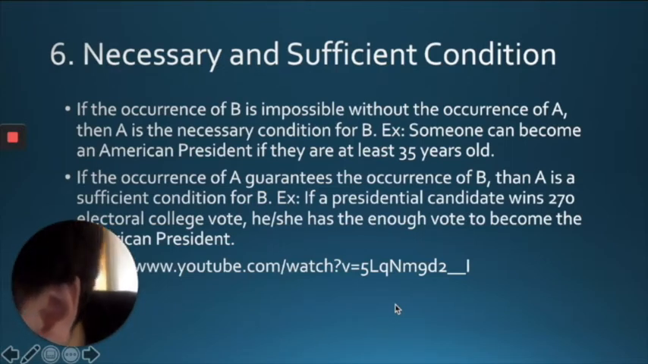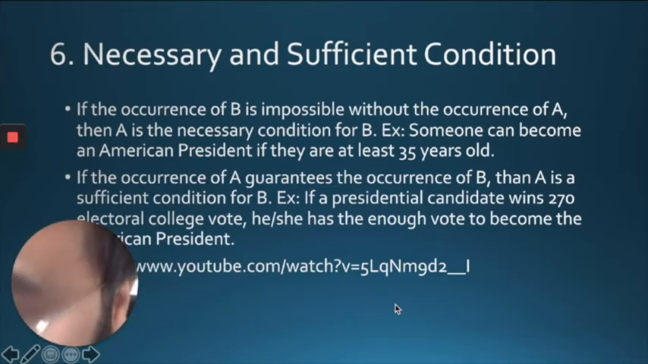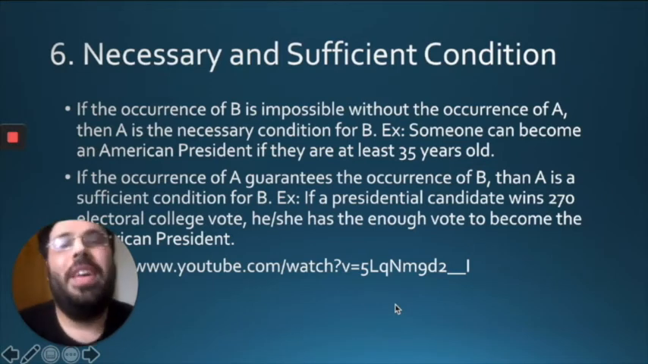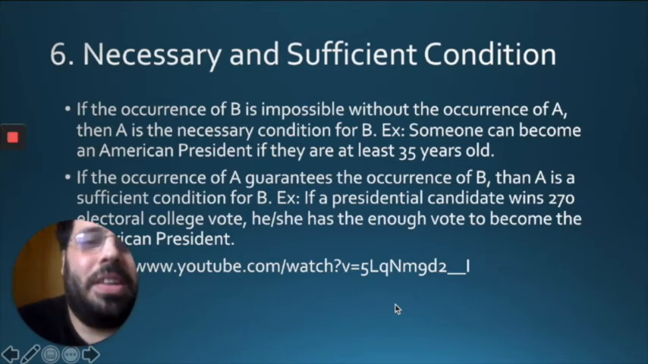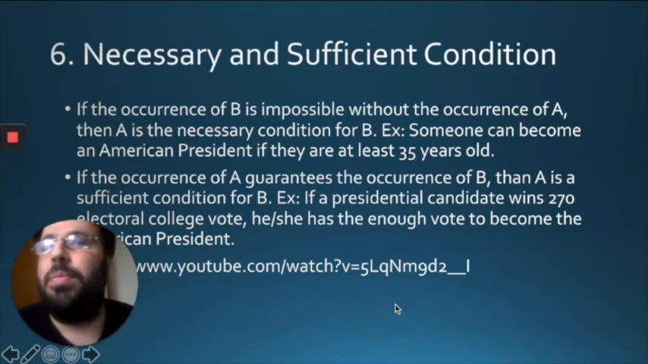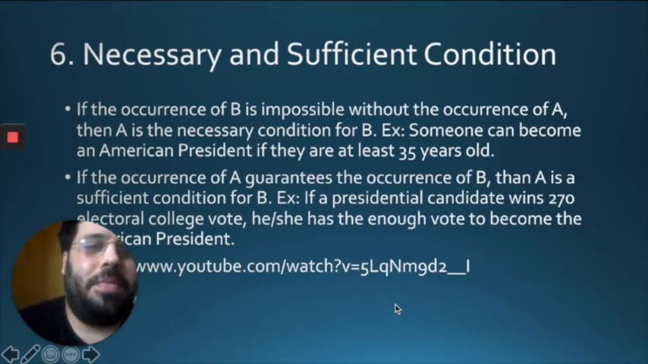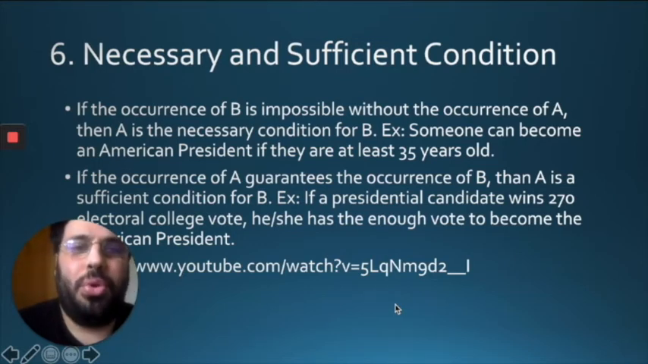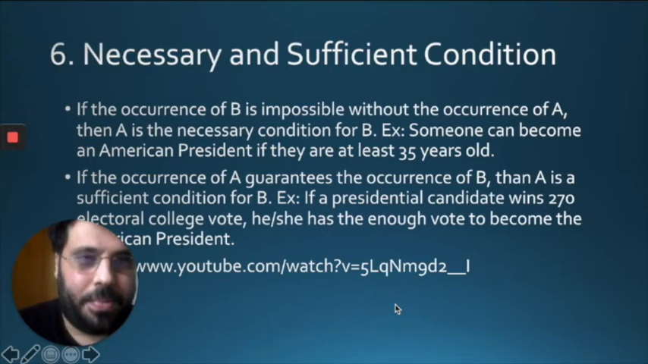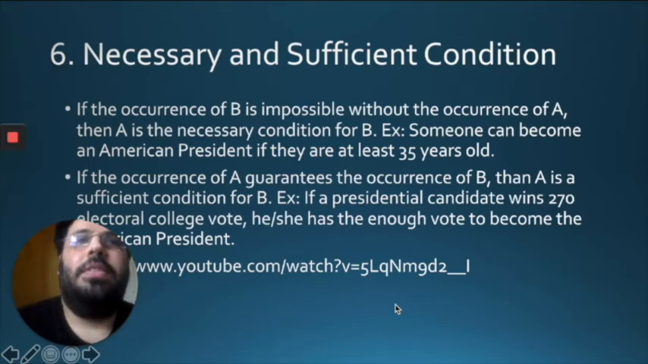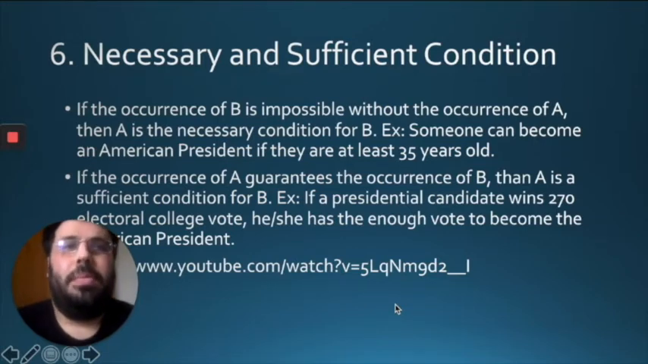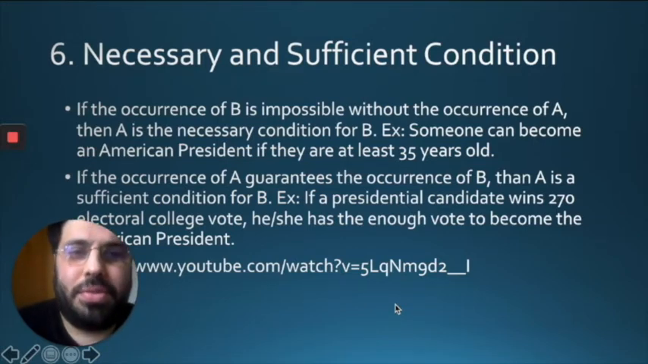So the next one, necessary and sufficient conditions. Actually, it is better to analyze it with some examples. The basic definition is: if the occurrence of Y is, let's say, guaranteed by the presence of X, then X is the sufficient condition of Y.